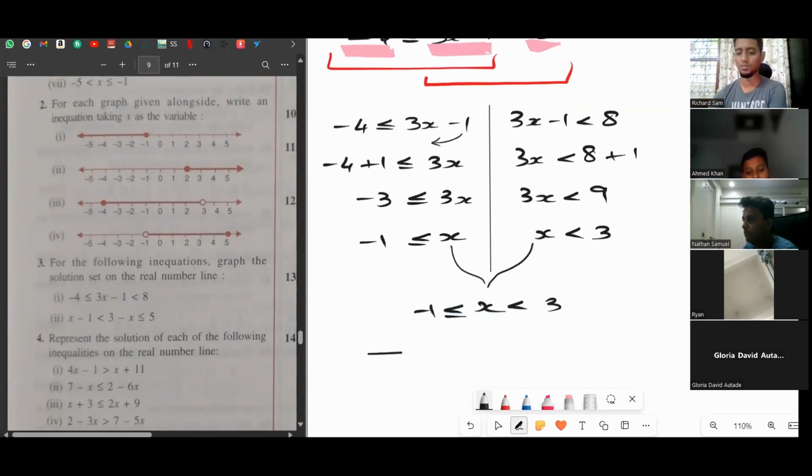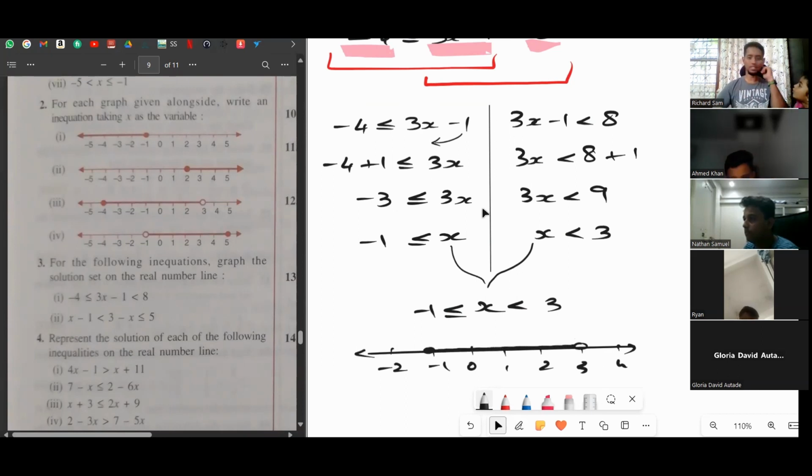And then you know how to solve this, put this on a number line, right? Minus 2, minus 1, 0, 1, 2, 3, go till 4. And then minus 1 is included, 3 is not included, and then a line in between. Clear? Write this down.